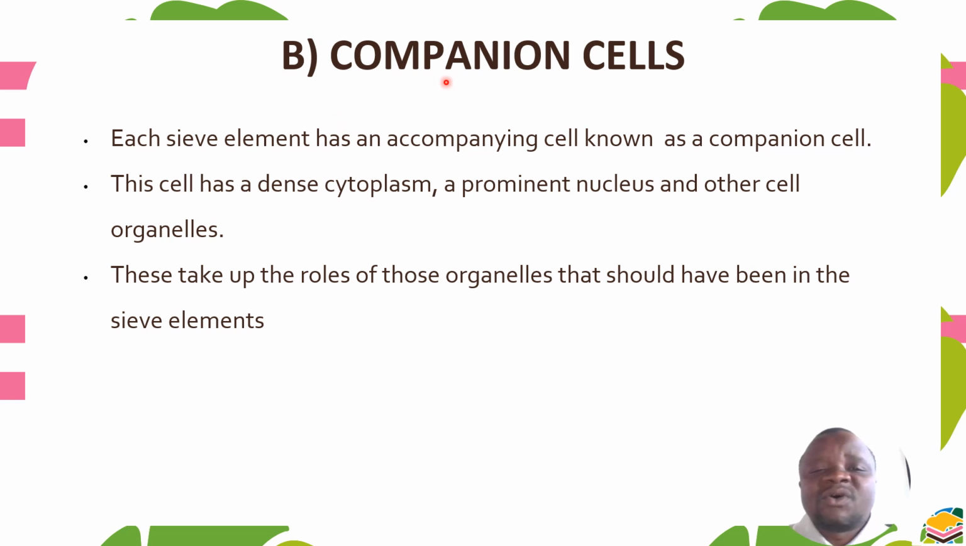The phloem also consists of the companion cells. Each sieve element has an accompanying cell known as the companion cell. This cell has a dense cytoplasm, meaning it has a prominent nucleus and other cell organelles like mitochondria, the Golgi apparatus, and the ribosomes. These take up the roles of those organelles that should have been in the sieve elements. Remember, sieve elements do not have the organelles.